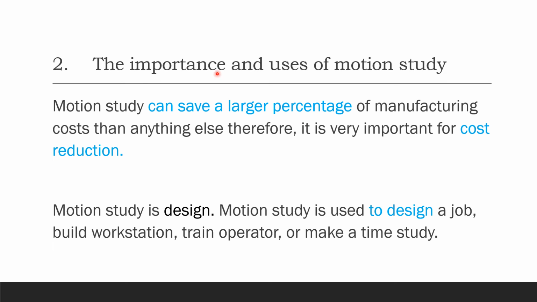Now we're getting back to the analysis. Motion study is going to save a large percentage of cost, more than anything else before. So it's very important. Motion study is a design cost reduction. Design is used to design a job, design an activity at work, build an efficient workstation, train operators, and make time studies.